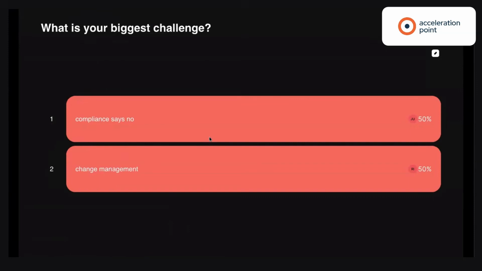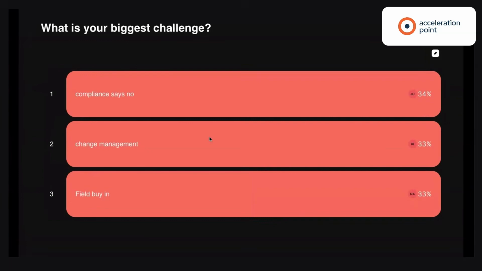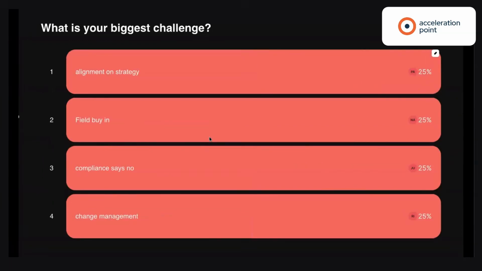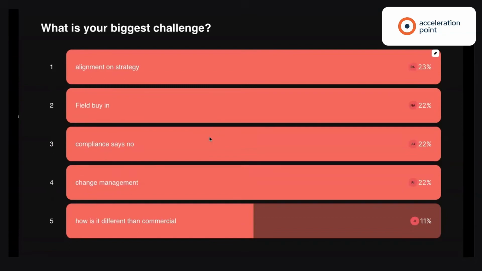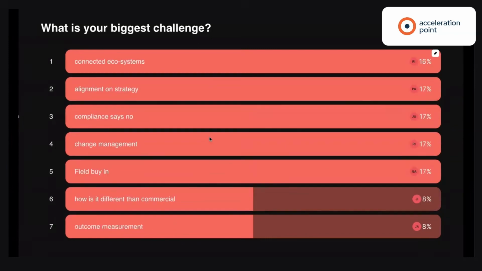Change management. Absolutely. Yeah, that is definitely a big one for sure. Everybody just put it right in the chat for us here so we know where to go. And field buy-in. Yes. And that relationship with what is the field versus digital doing? How does that relate? How is it different than commercial? Yes, having to explain it.